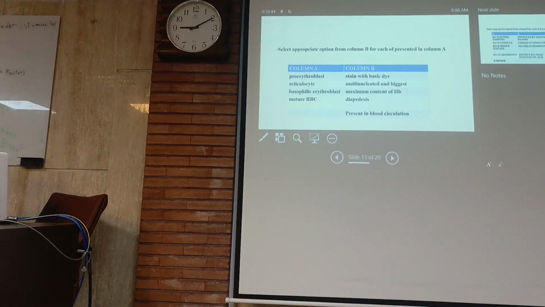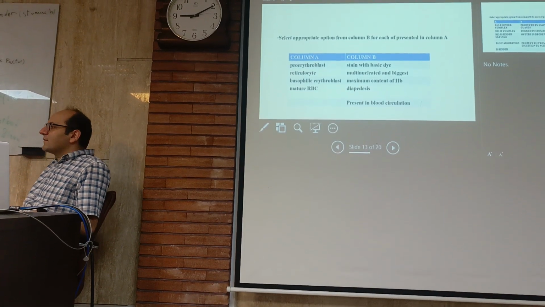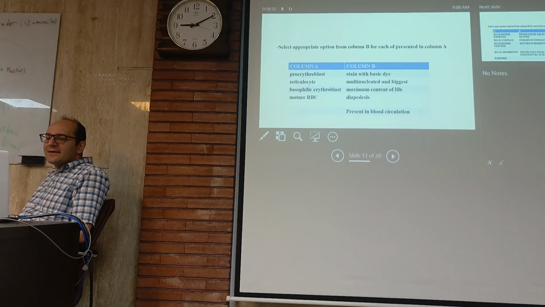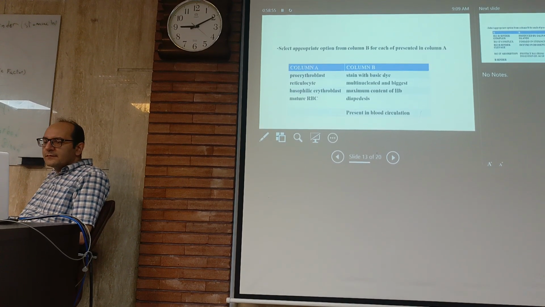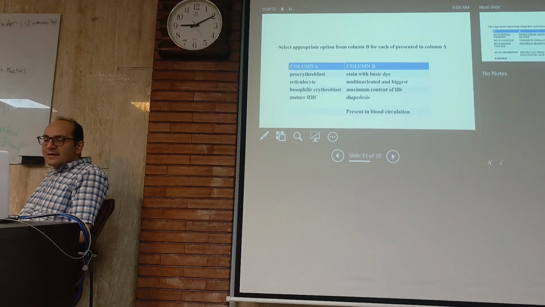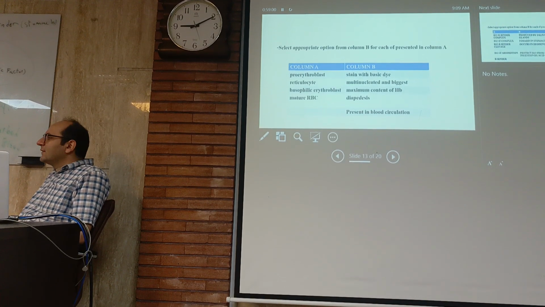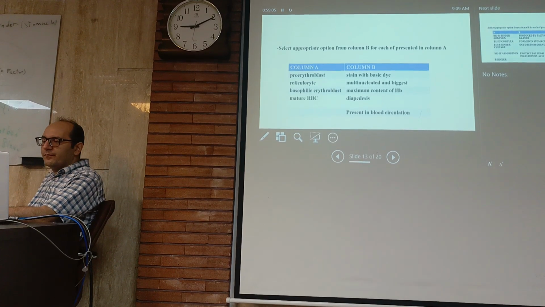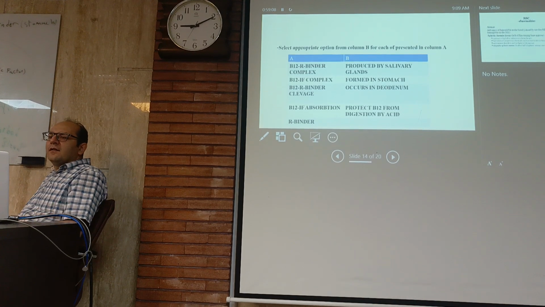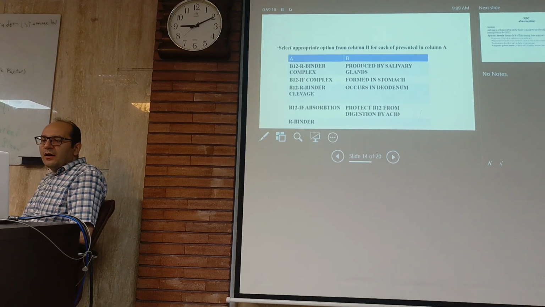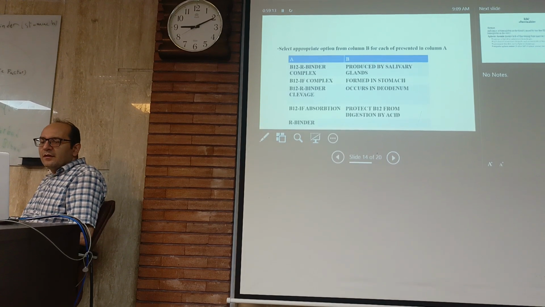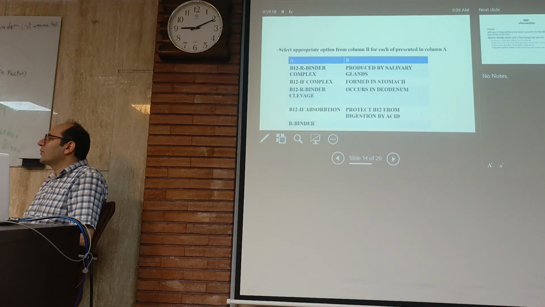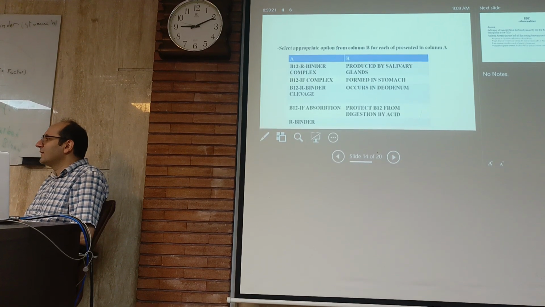For basophilic erythroblasts, yes, stained with basic dye. And for mature RBC, again, yes, maximum content of hemoglobin and present in blood circulation. Okay? About the first one, B12 R binder complex. For this complex, which choice is best?